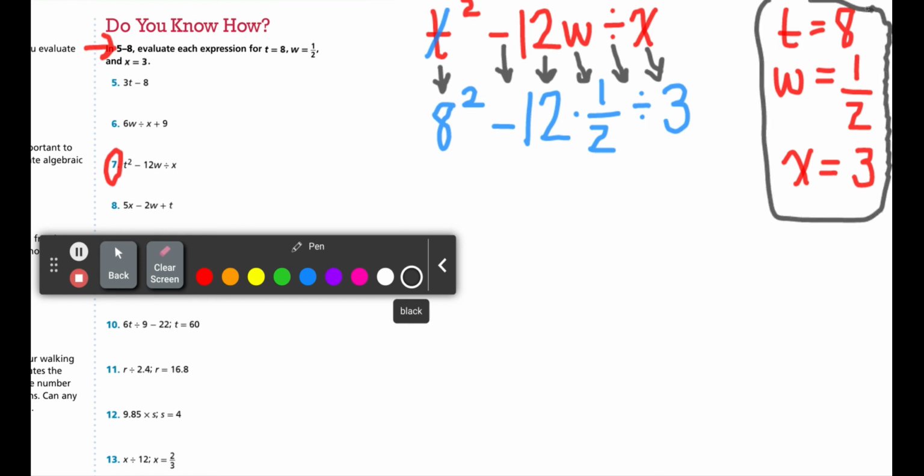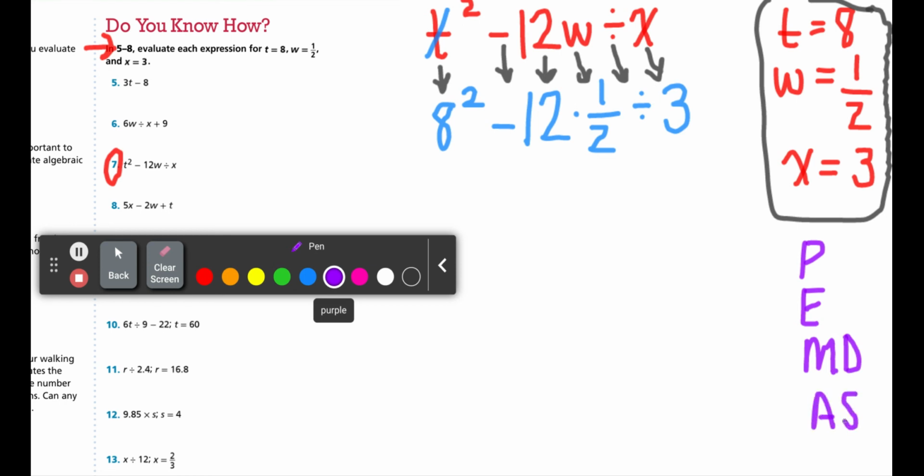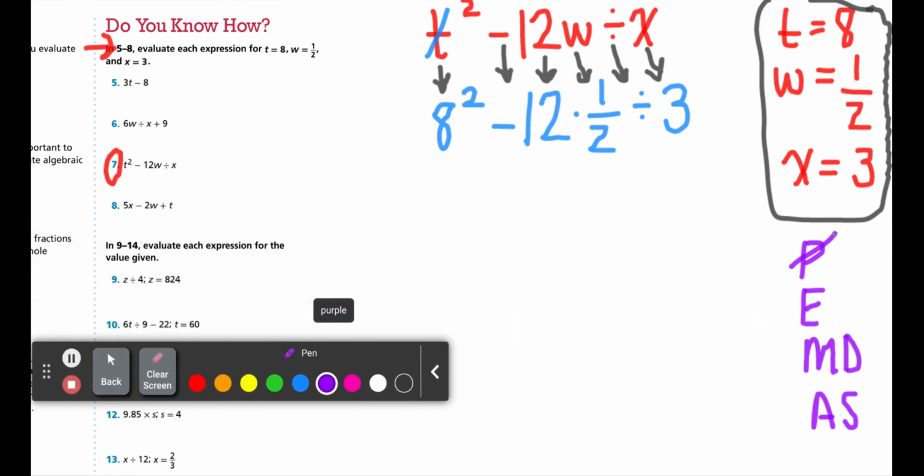So now we have an expression. Now we're back to the order of operations lessons from before the mid-chapter. So now we're going to follow PEMDAS. We can do this. First step, parentheses. Are there any parentheses? Nope. Second step, exponents. Do we see an exponent? Yes, we do. 8 to the second power. What is 8 to the second power? 8 to the second power means 8 times 8, which is 64.